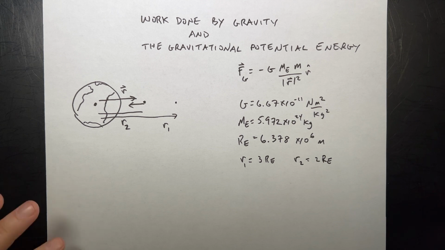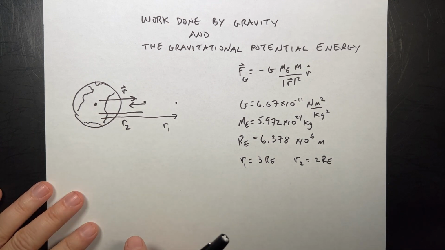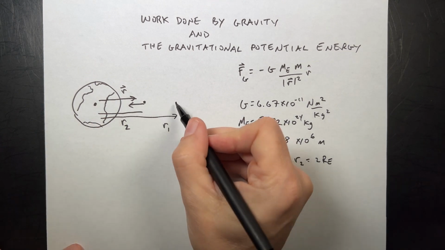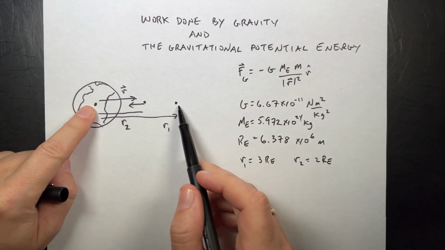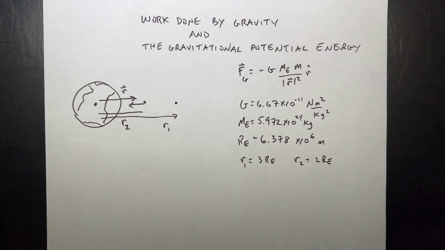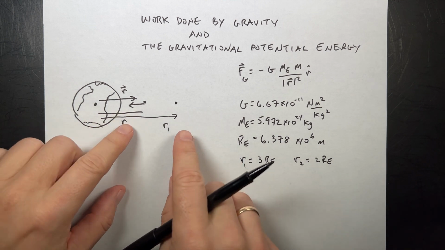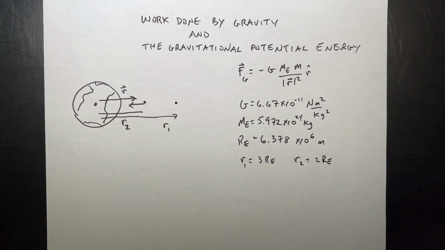So let's start with the situation. Imagine that I have the Earth. That shouldn't be too hard. There's the Earth right there. And I have a 1 kilogram object, a distance from the center of the Earth, and I'm going to let it fall over here. And I want to find the change in kinetic energy. I want to know how fast it's going. And I'm going to say R1 is 3 Earth radii and R2 is 2 Earth radii for no real reason other than that I just picked that.